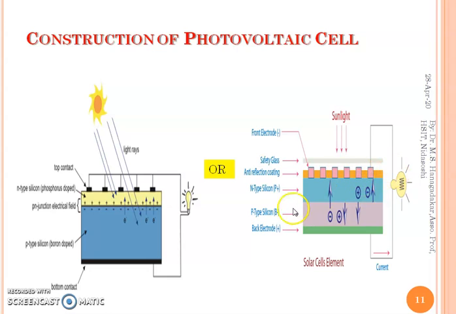So what you can see in this picture, as I told you, there are two semiconducting materials, N type semiconductor silicon and P type semiconductor silicon, where we have attached the electrode grids, leaving some gaps where the sunlight enters into the body of the PV cell.